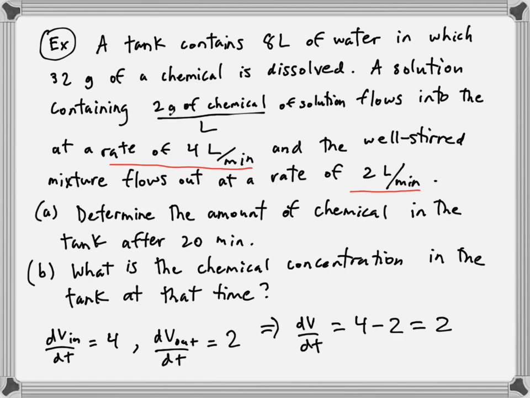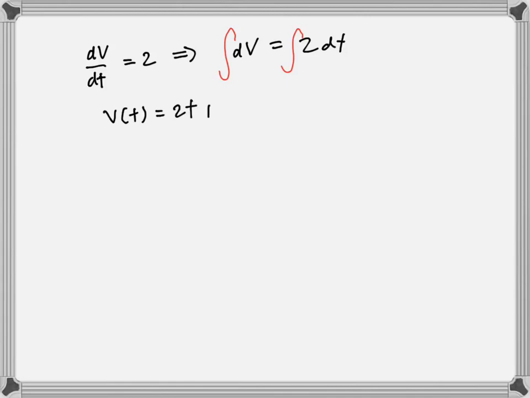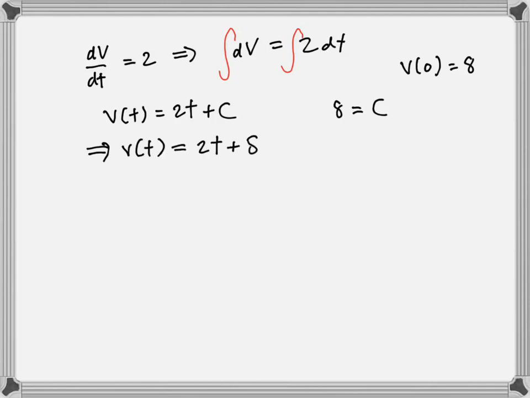Also, we started off with 8 liters of water, and so this means that V naught is 8. So then what would our volume function be? Well, if dV dt is equal to 2, then dV is equal to 2 dt. We have a separable differential equation here. If we integrate both sides, we end up with V of t equal to 2t plus c. But remember, V of 0 is whatever V naught was, in this case 8. So if you plug that in, you get 8 equals c. So V of t is equal to 2t plus 8. We're going to need that later, so we're going to store that aside.